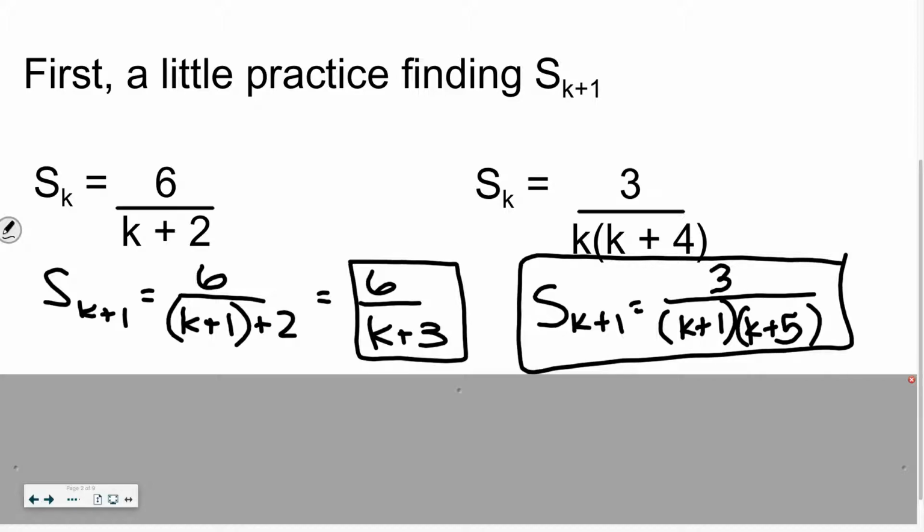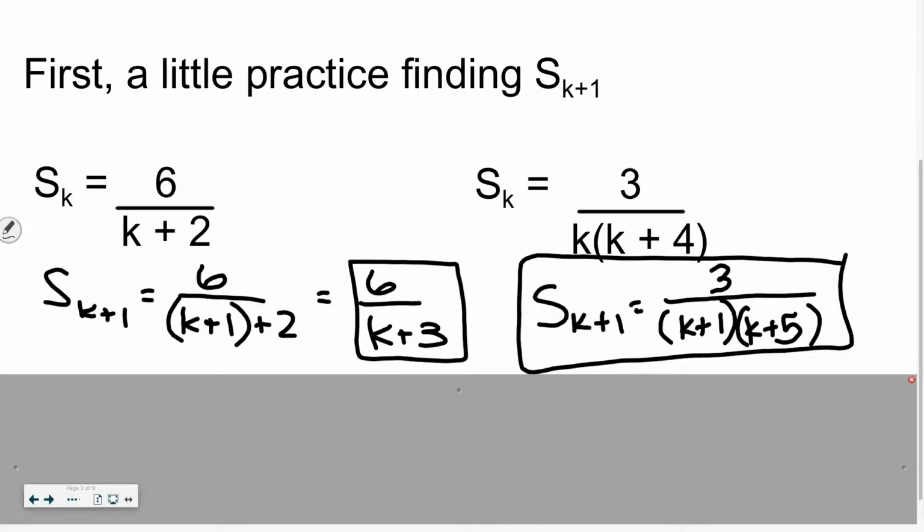Now, you don't have to do a lot of extra work with S sub k plus 1. You can decide in your proof if you need to distribute, FOIL, do any of those kinds of things. But just so that you can see what S sub k plus 1 is, you just simplify. If you can add things, you should. There will be some times where you'll want to distribute, so you could add like terms. But this is fine. You don't have to write the denominator as k squared plus 6k plus 5.